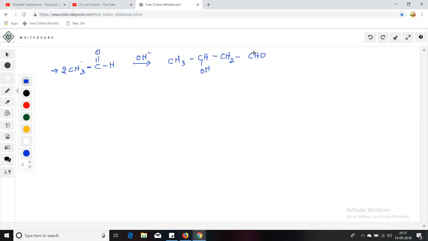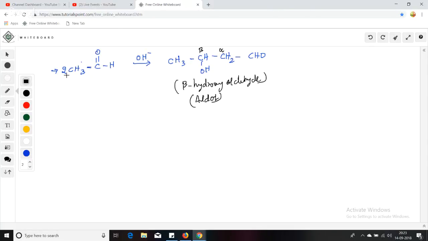This is the alpha position and this is the beta position. So we call it beta hydroxy aldehyde, since we are taking aldehyde as the reactant. If you take ketone, then it becomes beta hydroxy ketone. This beta hydroxy ketone we also call ketol, and if you take aldehyde here, we call it aldol.